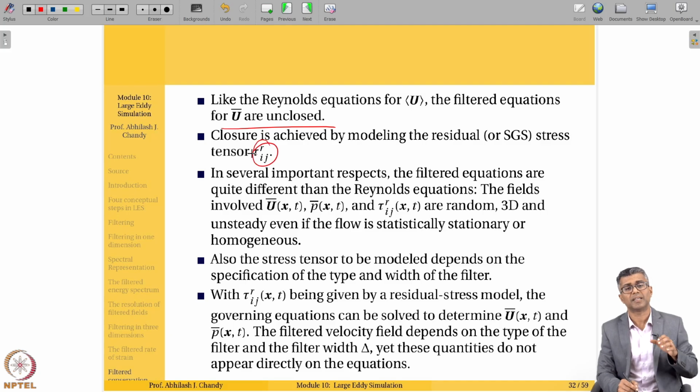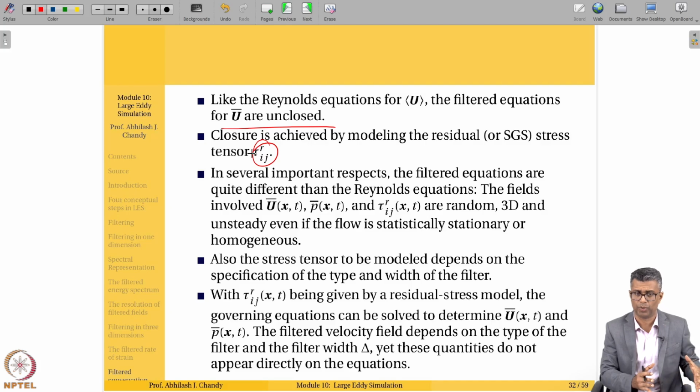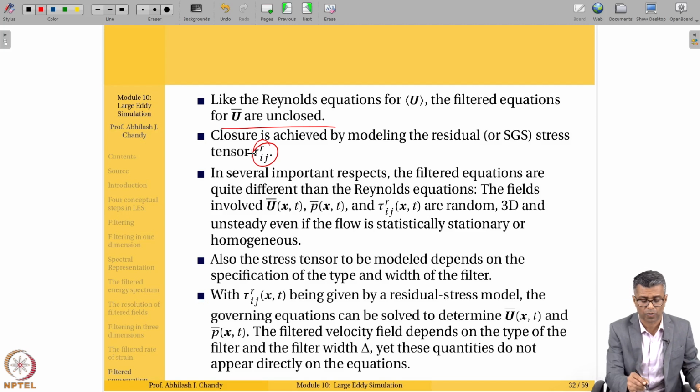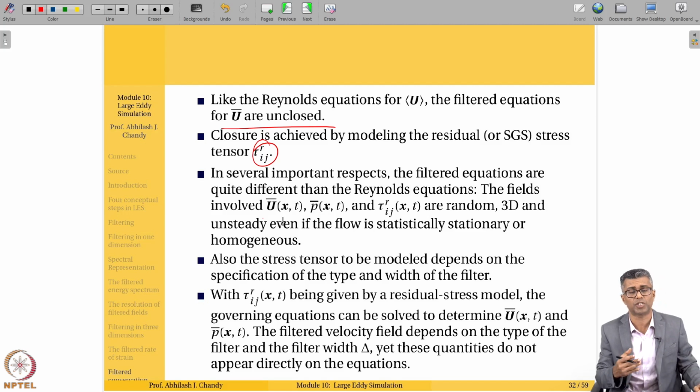Okay, now the filtered equations obviously are very different from the Reynolds equations. One, the most important point is the fact that the fields involved, U bar, P bar and tau ij small r, are all, quote unquote, random, seemingly random. They are 3D and unsteady. Even if the flow is statistically stationary or homogeneous, we are modeling the transient equations here, unlike the Reynolds equations, which model steady state. So that's one thing.